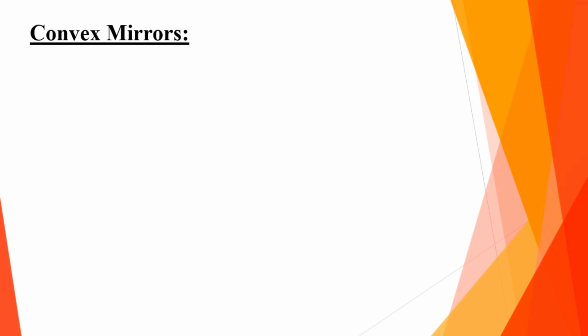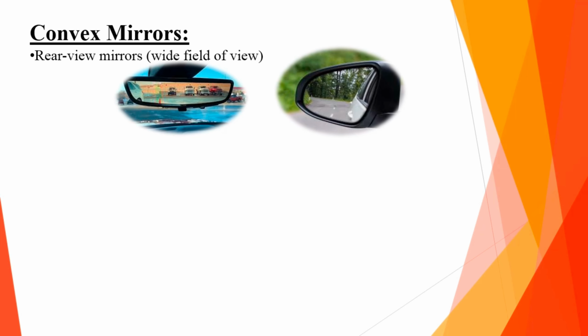Next is about convex mirror. Rear view mirrors. Convex mirrors are used as rear view mirrors in vehicles. They provide a wide field of view, allowing the driver to see more area behind the vehicle. So, why are rear view mirrors used in vehicles? They provide a wide field of view, allowing the driver to see more area behind the vehicle. Convex mirrors diverge light rays, making the reflected image appear smaller but covering a larger area.